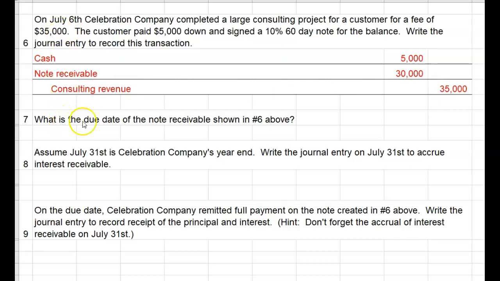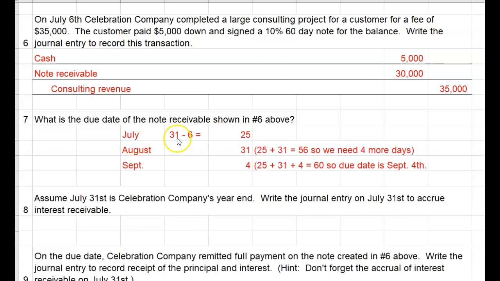Number 7. What is the due date of the note receivable shown in number 6 above? The note was signed on July 6th, and it's a 60-day note. So what you need to do is calculate the due date for that note. There are 31 days in July, minus the day on which the note was signed, July 6th, means that the note was outstanding in the month of July for 25 days.